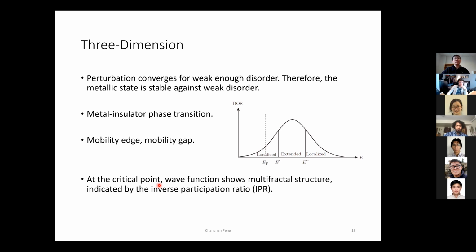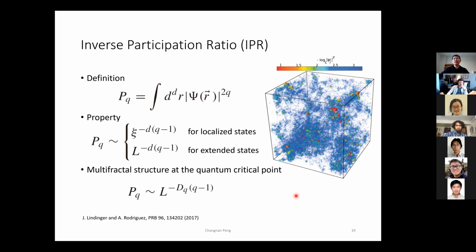So when we have a phase transition, we can ask questions about what happens at the critical point. There is something interesting in the Anderson transition, where the wave functions show a multifractal structure. So this is a picture of what a multifractal structure looks like. This is a simulation of the Anderson model at the critical transition point. The colors show the intensities of the wave function on the sites. This is a spatial plot of the wave functions.